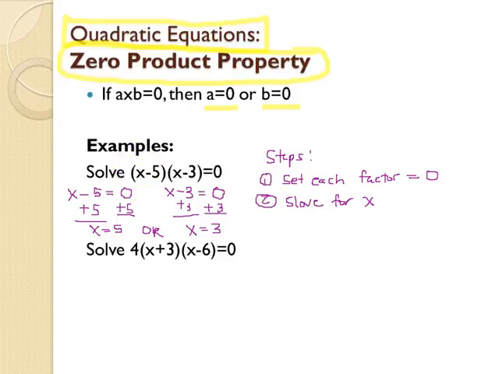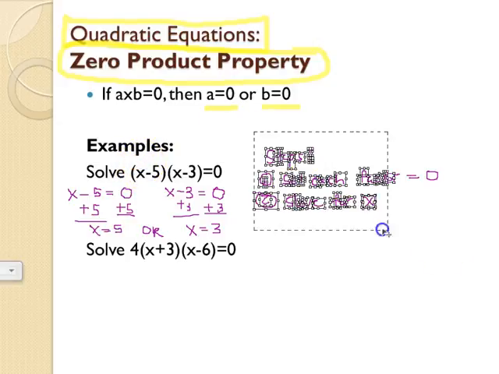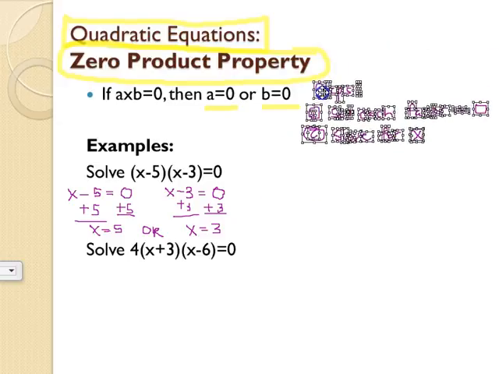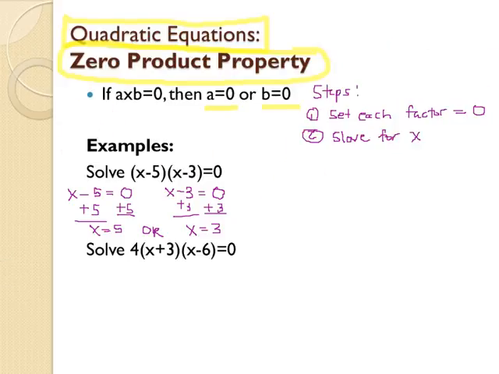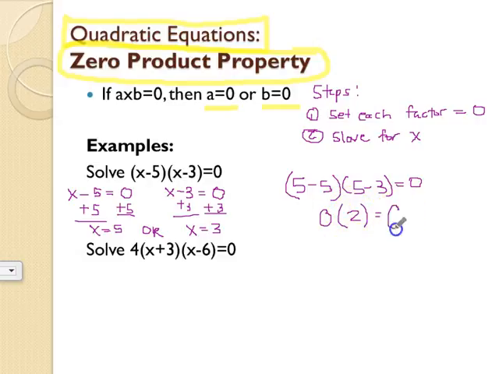And the reason is, if we said x was equal to 5, look what happens. I'm going to move our steps over here. If we plug in x equals 5, we would have 5 minus 5 times 5 minus 3, and it needs to be equal to 0, right? Well, 5 minus 5 is 0, and then 5 minus 3 is 2. Anything times 0, 2 times 0, guess what it equals? 0, so it works.